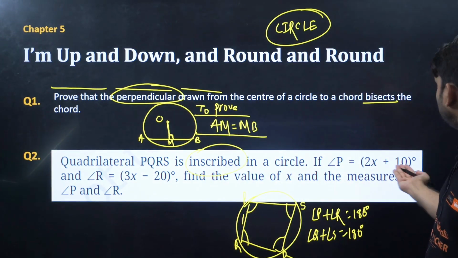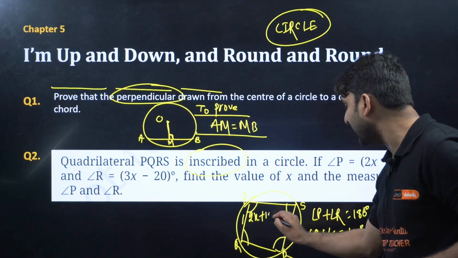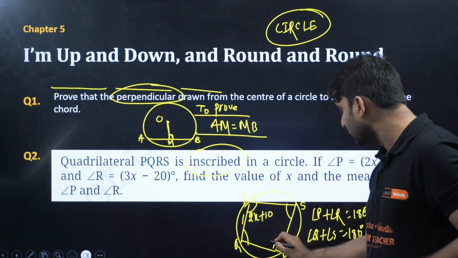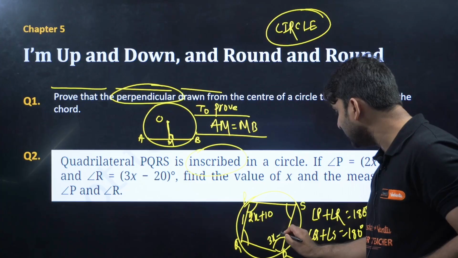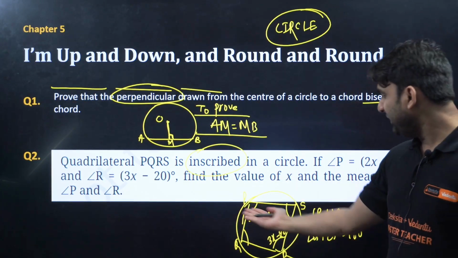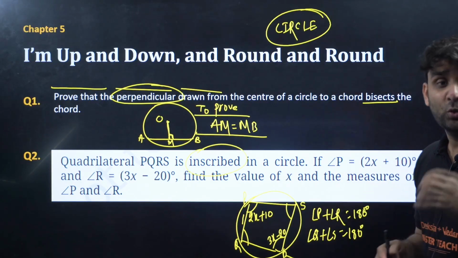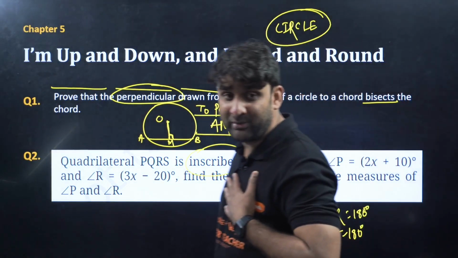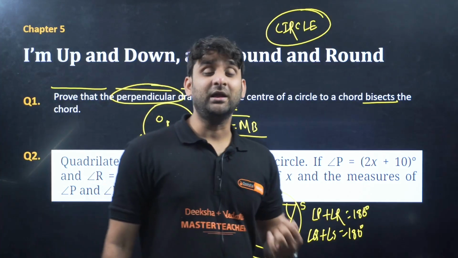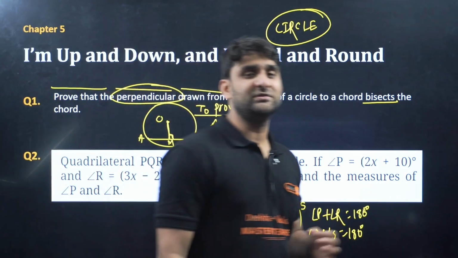Angle P is given as 2x plus 10. So let's imagine this is equal to 2x plus 10, and angle R is equal to 3x minus 20 degrees, and find the value of x. Very easy here. So P and R are both opposite angles to each other, so their sum should be equal to 180 degrees. This is not my homemade theorem, this is the rule. Geometrically it has been proved that the sum of opposite angles of cyclic quadrilaterals is equal to 180 degrees.